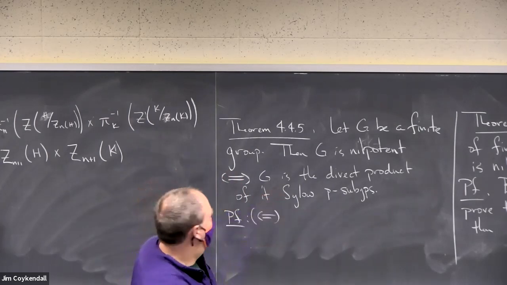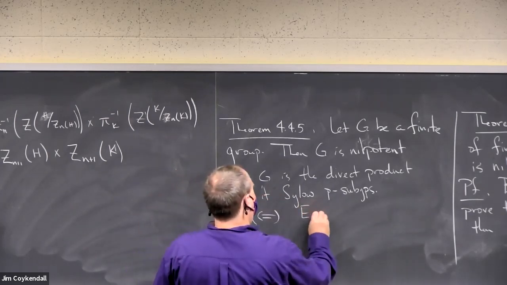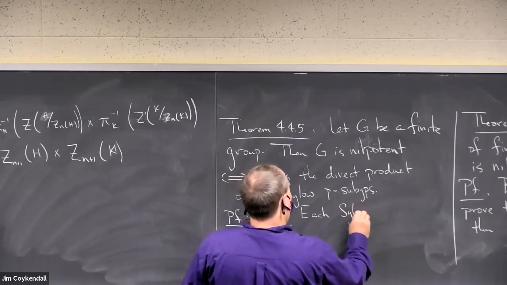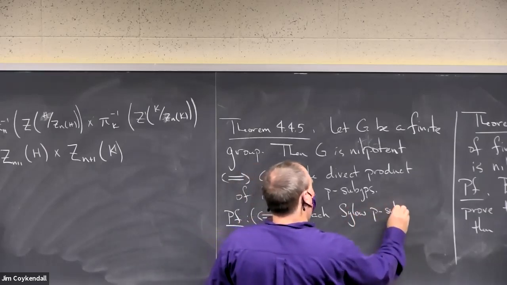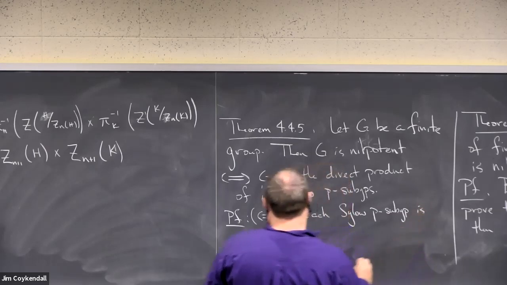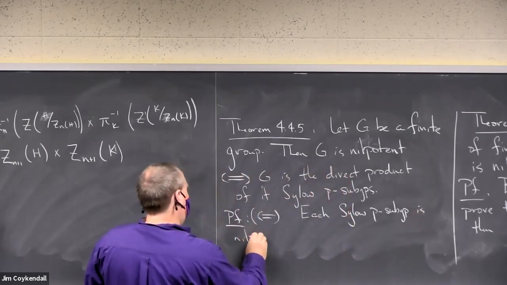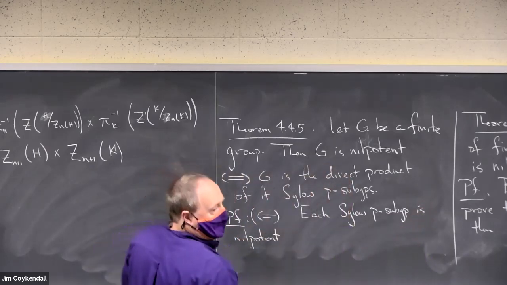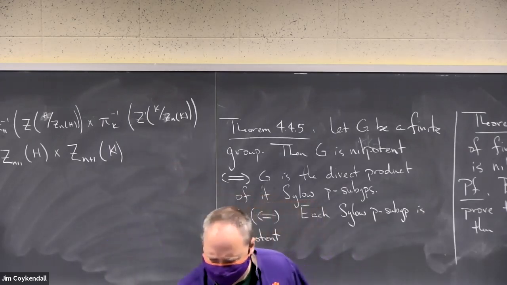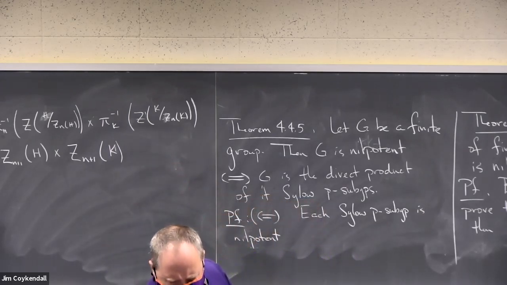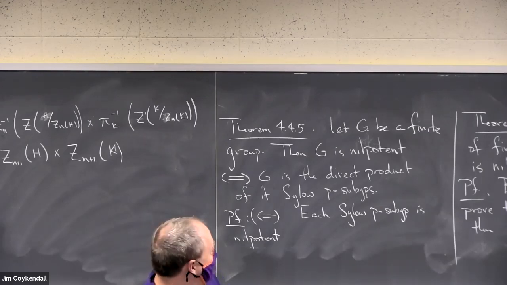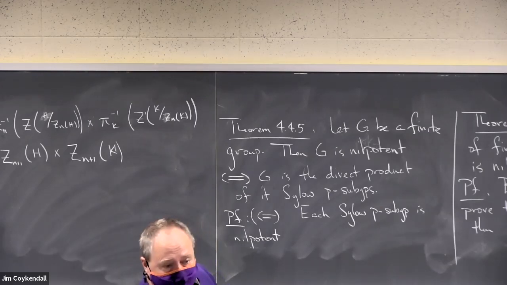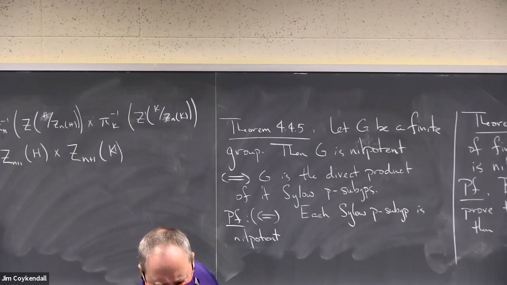What do we know? Each Sylow p-subgroup is nilpotent. Right? That was theorem 4.4.2, because each Sylow p-subgroup is a p-group, so in particular it's nilpotent.